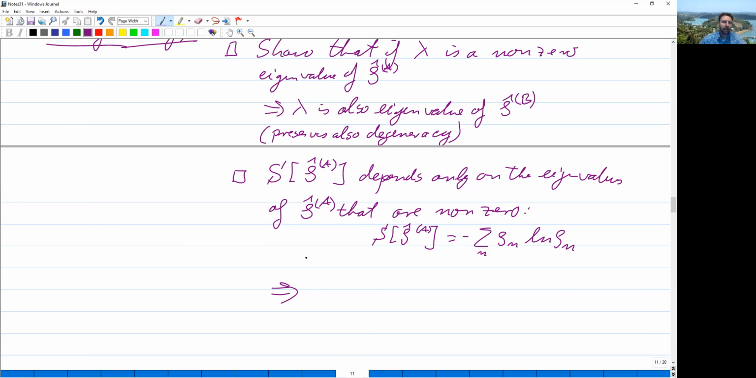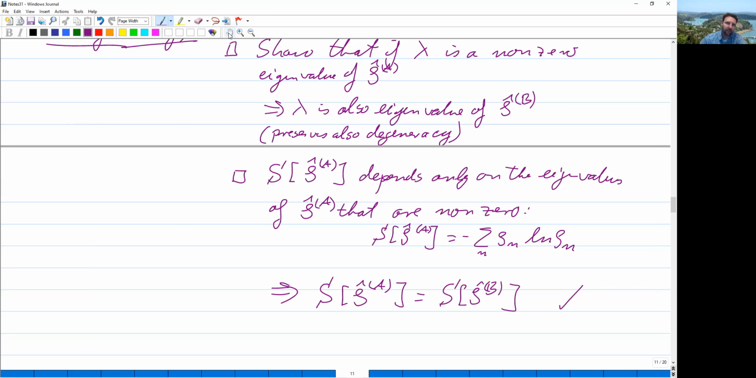Since the spectra of rho A and rho B are the same, except possibly for eigenvalue 0, we have that the Von-Neumann entropies calculated from those spectra have to be the same. So therefore, the Von-Neumann entropy of rho hat A is equal to the Von-Neumann entropy of rho hat B. Okay, this is what needed to be shown.